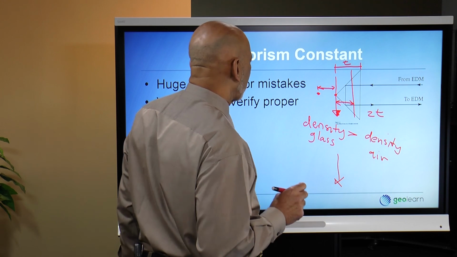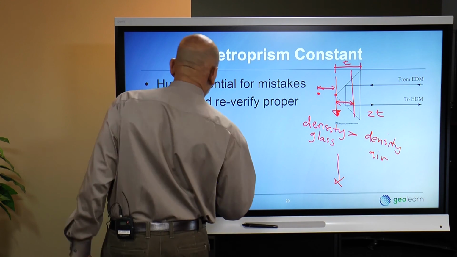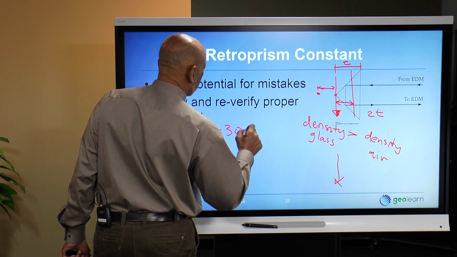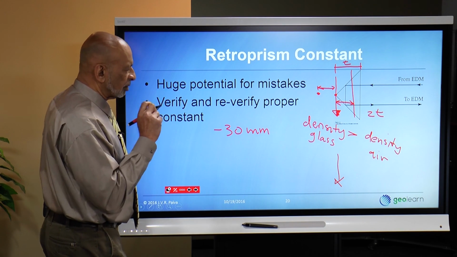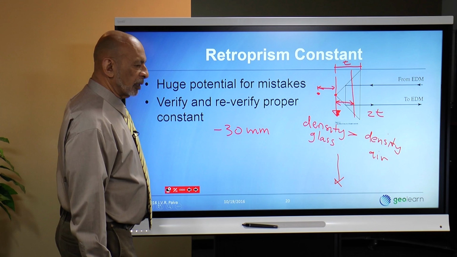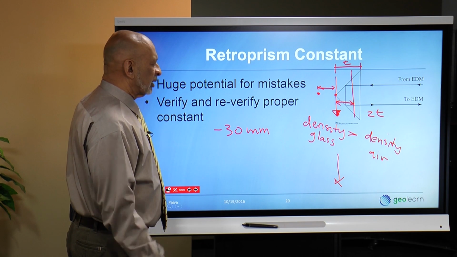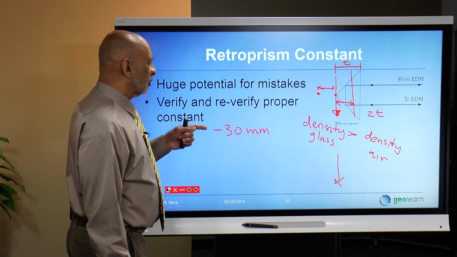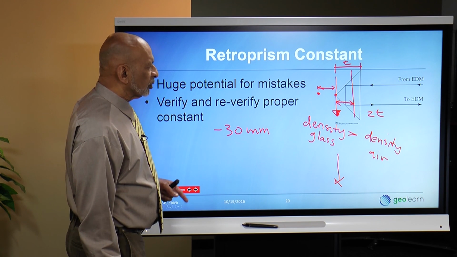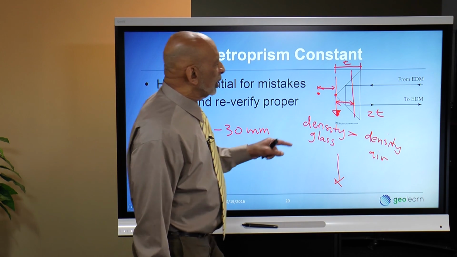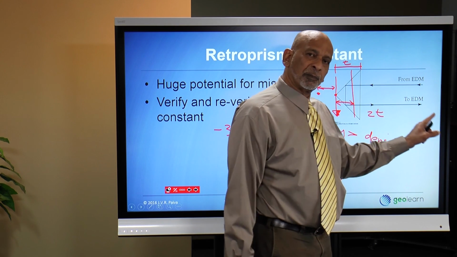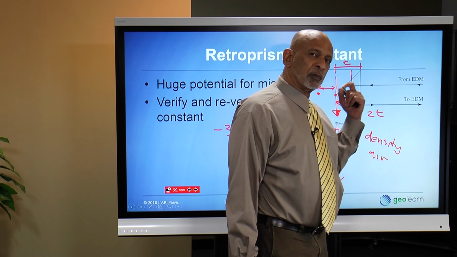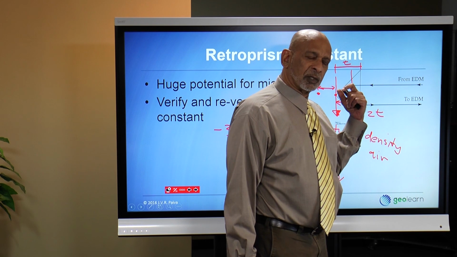And that's where we come up with values like a minus 30 millimeter offset. We often talk about prism constants that are minus 30 millimeter. Now many surveyors will just say this is a 30 millimeter prism, but they actually mean it's minus 30 millimeters. Why? Because what we're doing is we're taking the indicated distance, and by physically moving the prism forward, we're removing 30 millimeters out of the picture.